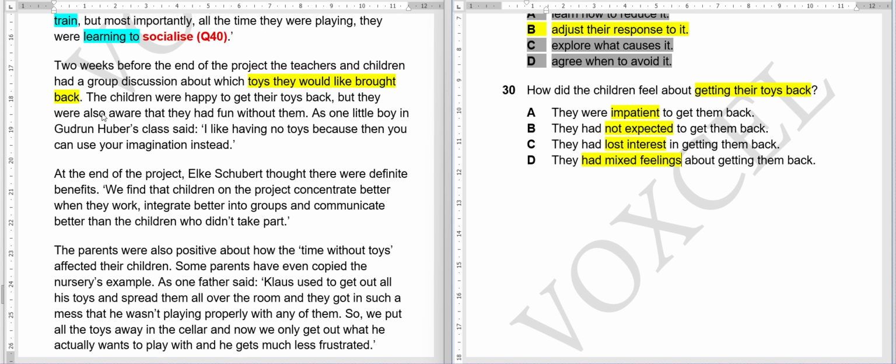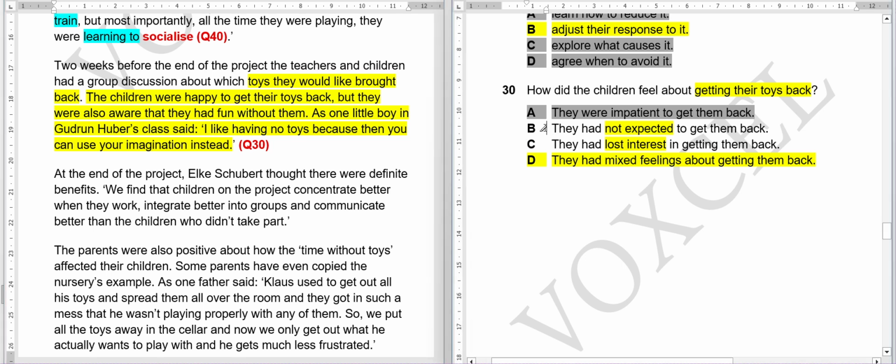Okay, time's up. So the answer to this particular question is A, B, C, or D? Yes, the answer is D. Let me first mark it, then I will explain why the others are not our answer. So first, let's look at the A option. There is no mention of children being impatient to get them back. They said they were happy, but they also had fun without them. So they were getting their toys back, they were happy about it, but it didn't bother them when they didn't have them. So they had mixed feelings.